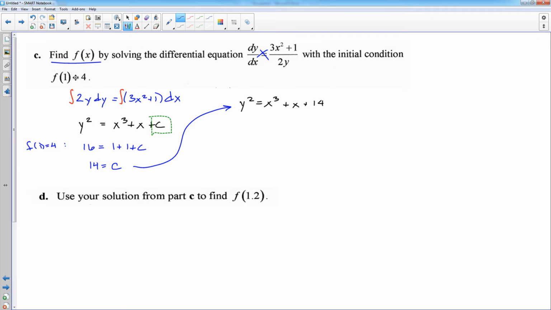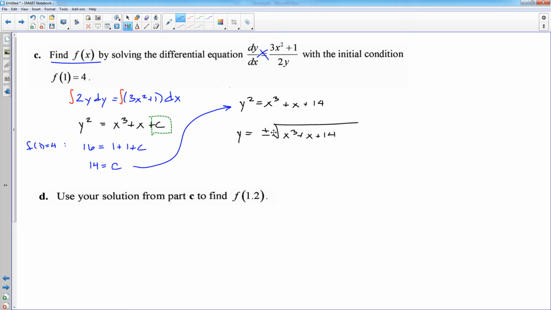Then we need to actually solve for y. So that we would take the square root. y is going to be plus or minus the square root of x cubed plus x plus 14. Now remember, it says find f of x. That means a single function. We technically have 2 functions right here. We have the positive square root and the negative square root.